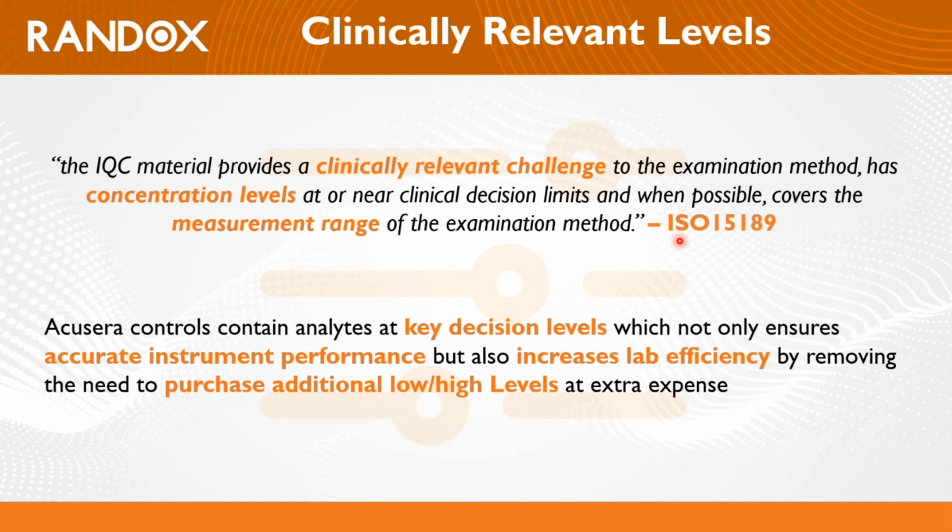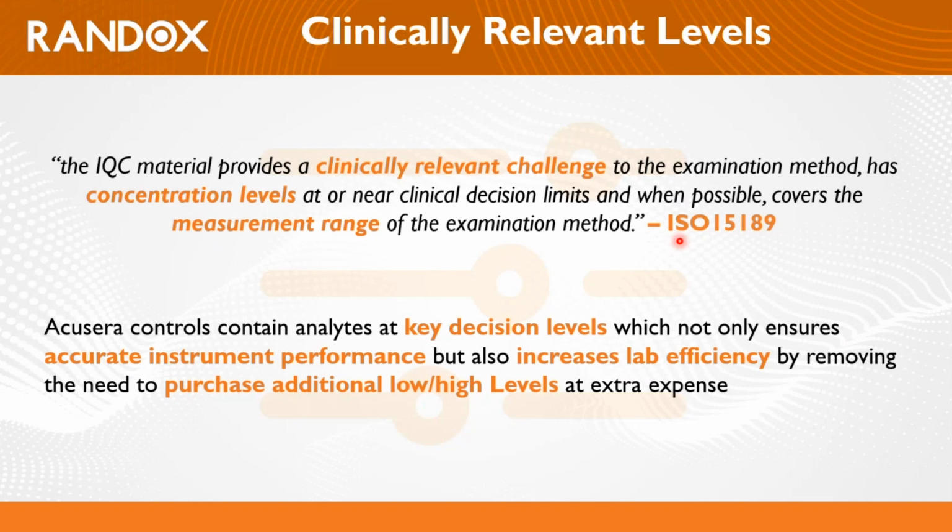Now, our controls, the third-party controls that we sell in Randox, have analytes at key decision levels so that you can ensure accurate instrument performance. But not only that, we also help increase the lab's efficiency by removing the need for the lab to purchase additional low and high levels at an extra expense. Our Immunoassay Premium Plus QC is a good example of this, where we provide ultra low levels of ferritin and B12, suitable then for anemia monitoring. From our competitor, who is a third-party competitor, you need a separate anemia control.